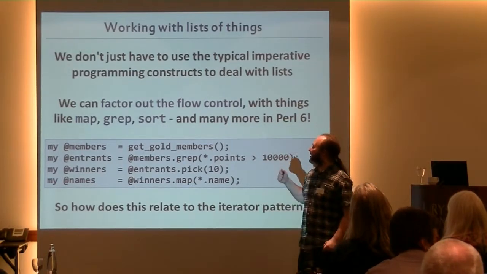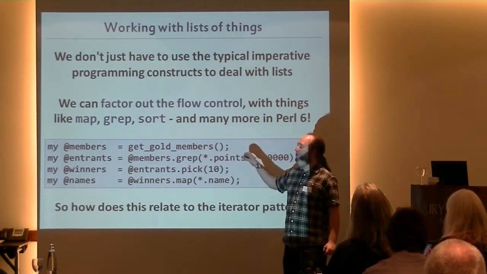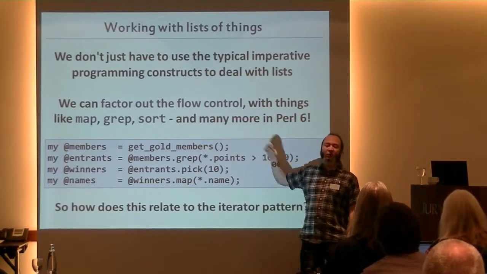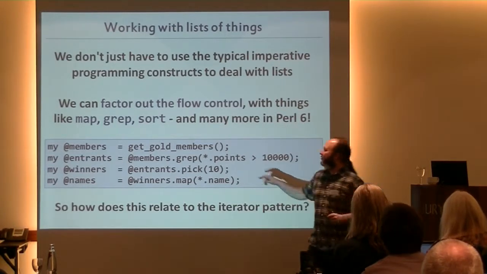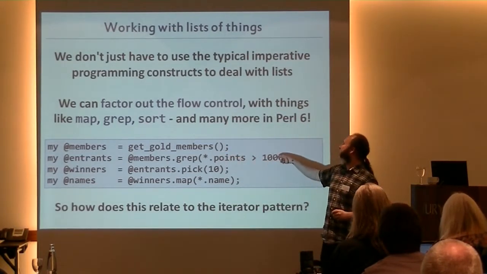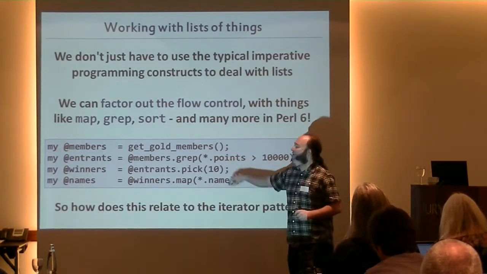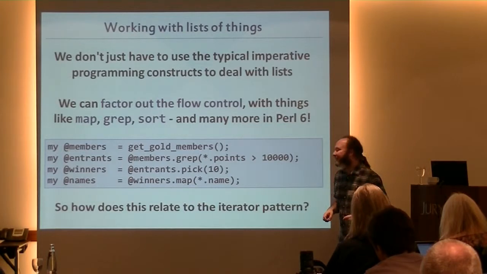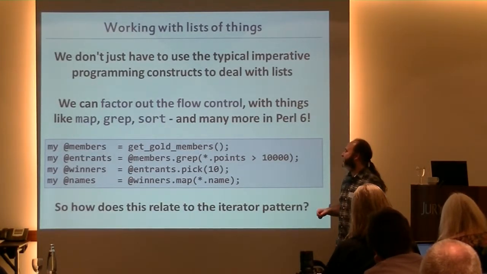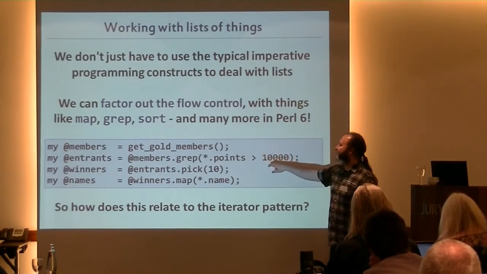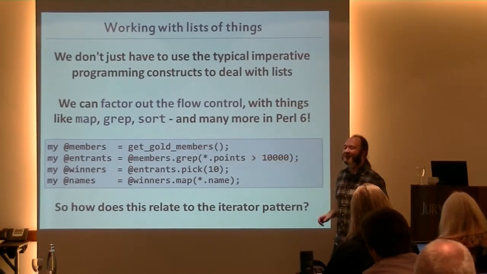And we have a few more of these in Perl 6. Let me just give you a small example. Suppose I have a frequent flyer program, and I'm going to get the gold members, the members who have gold status. I want to grep out those that have more than 10,000 points. And what's this star dot points thingy? Well, that's a nice way of writing a block containing $_ dot points, and it's sensible enough to say, you probably want to drag this greater than in as well, so it does that.